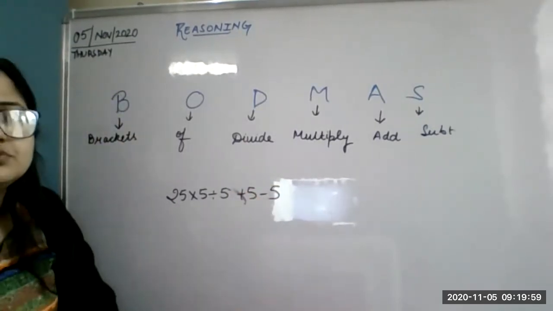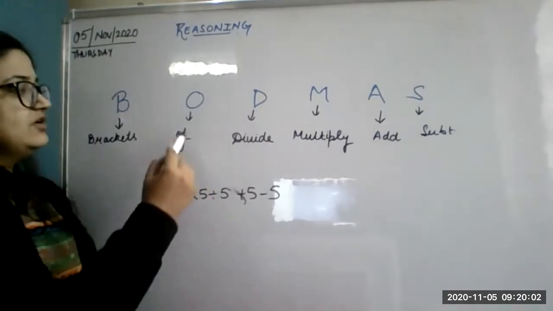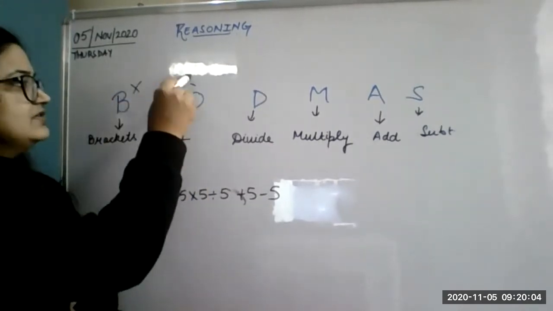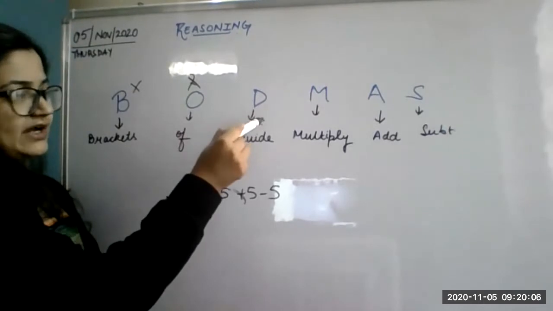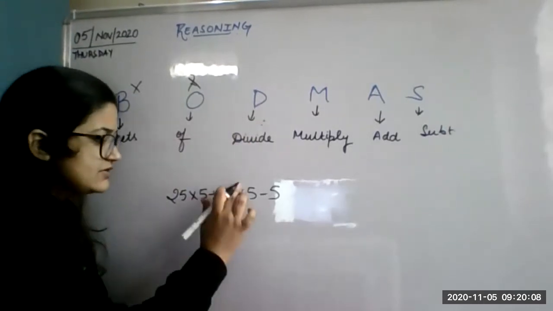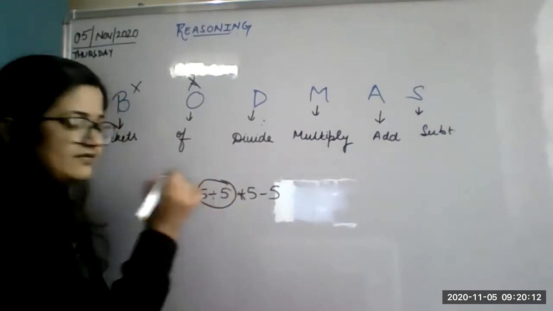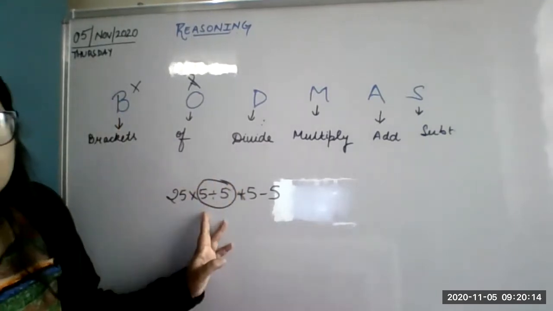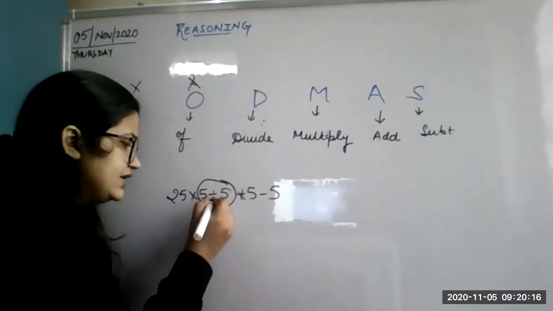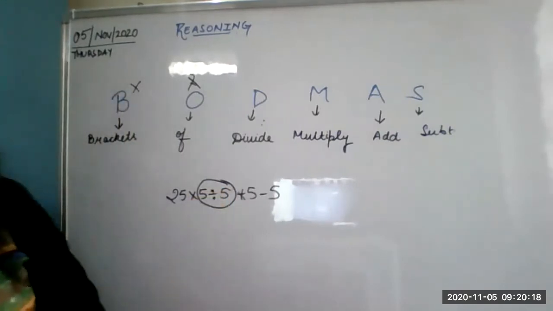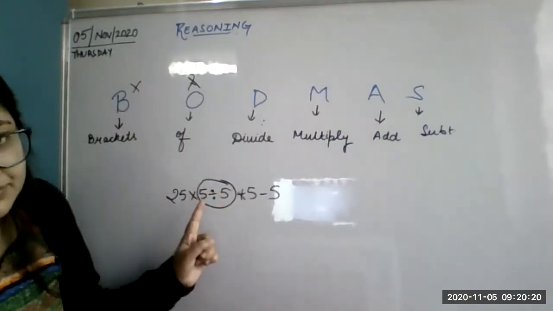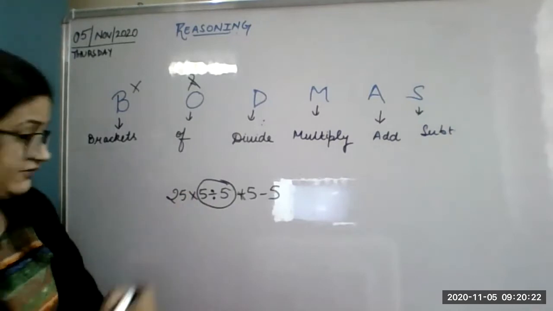You are going to do the division first, because bracket is not there, off is not there, D divide is there. So first of all we are going to solve only this part, 5 divided by 5. Where it is having divide, we are only going to solve this part in the first step.